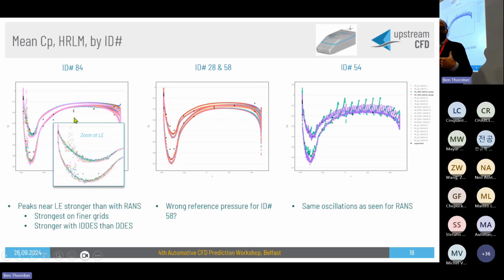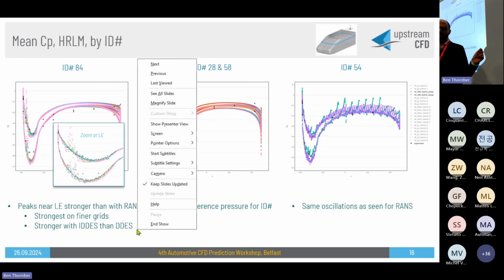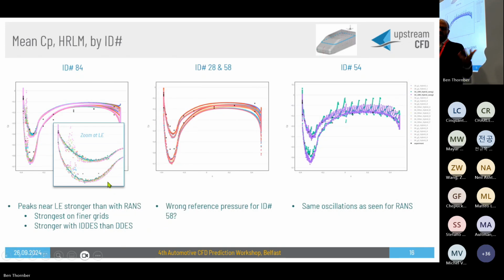So we get these sort of peaks in pressure near the corners, and it's stronger on the finer grids, and it seems to be stronger with IDDES than it was with DDES. Yeah, I think that's just a remark, really. When we look at IDs 28 and 58, I wonder if the reference pressure is wrong for ID 58, and it's something we should look into, and we can correct this and update the dashboard.